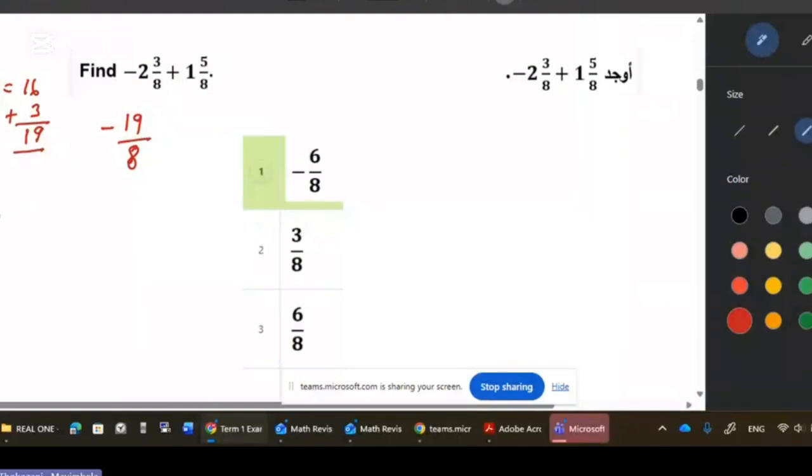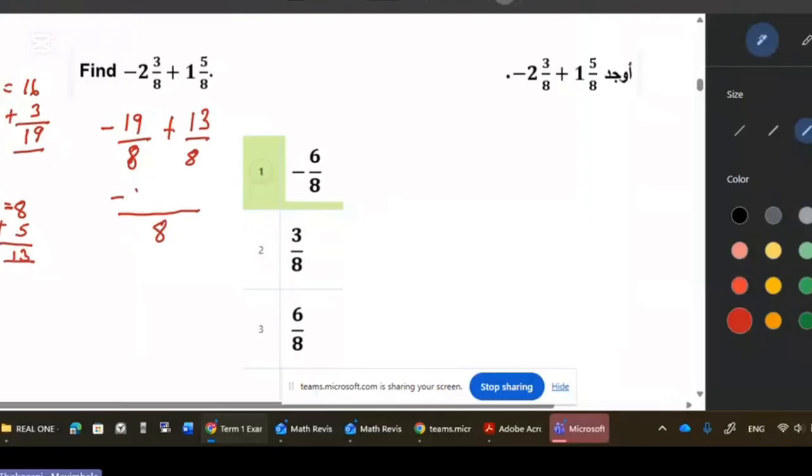What about the next one? 1 multiplied by 8, plus 5. So the answer is 8, right? Plus 5. What is 8 plus 5? 13. So now we have plus 13 over 8. Now we can take one denominator.